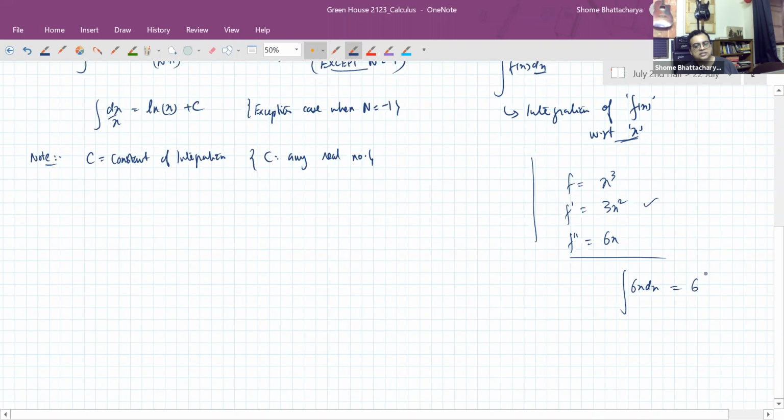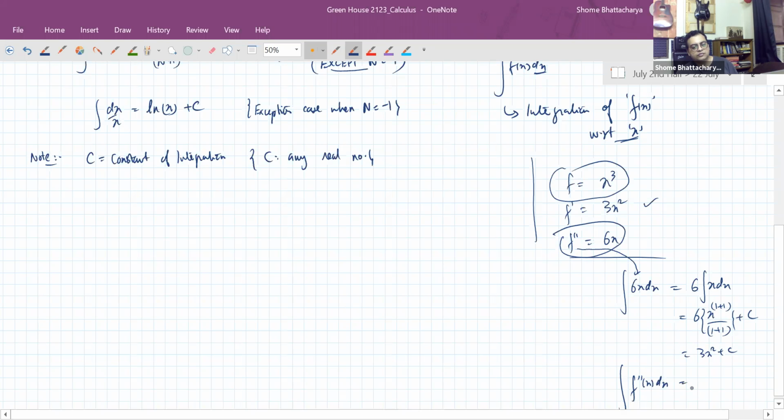Okay. 6 comes outside. So 6 into, now the integration of x to the power 1 will be x to the power 1 plus 1 upon 1 plus 1 plus c, by that x to the power n formula that we'd seen. So as you can see, you're getting 3x square plus c. So if I take any function, differentiate it twice, and then integrate that second derivative, it should give me the derivative. So any function's second derivative, this was your question, what happens if we integrate this? You should get the derivative of that function.